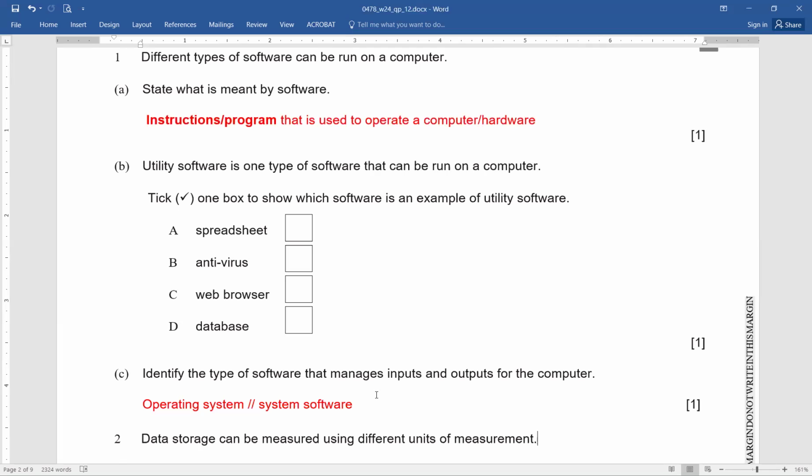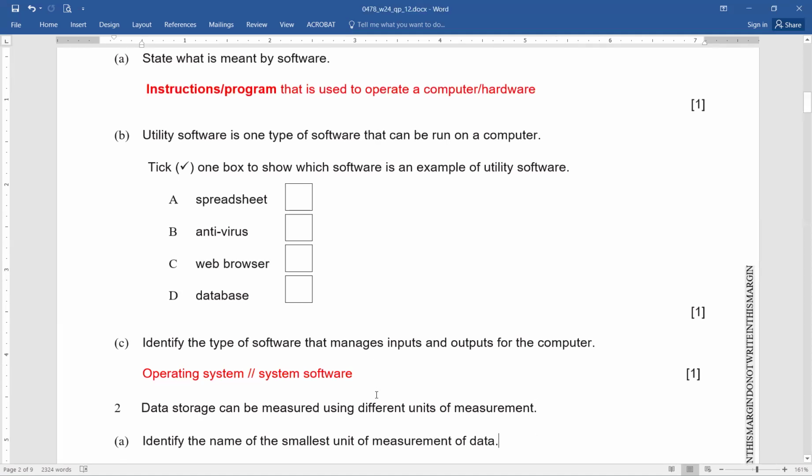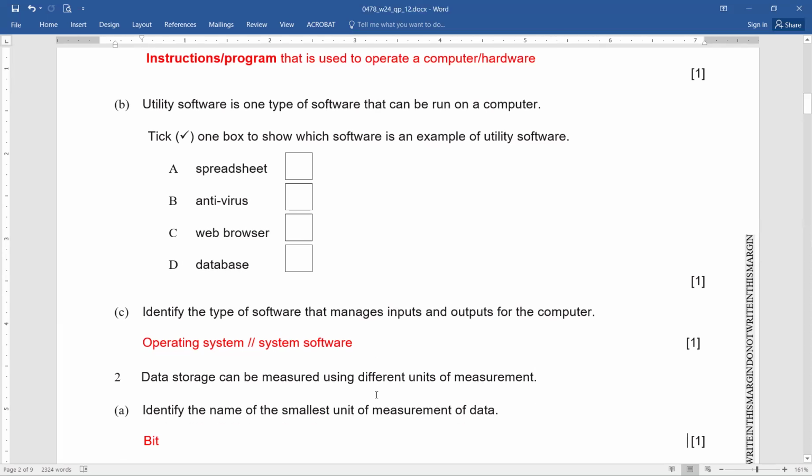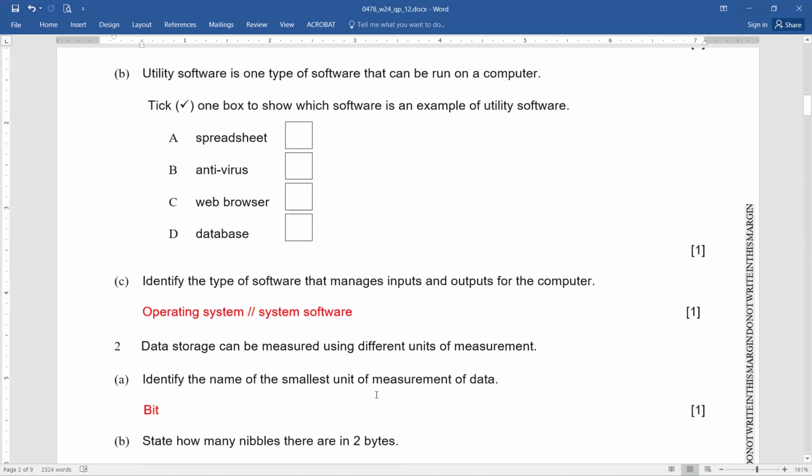Now, data storage, question number 2. Data storage can be measured using different units of measurement. Identify the name of the smallest unit of measurement of data. Smallest unit is a bit. Please be very careful. It's not a byte, because this is what a student can write. Be careful. The smallest storage unit is a bit.